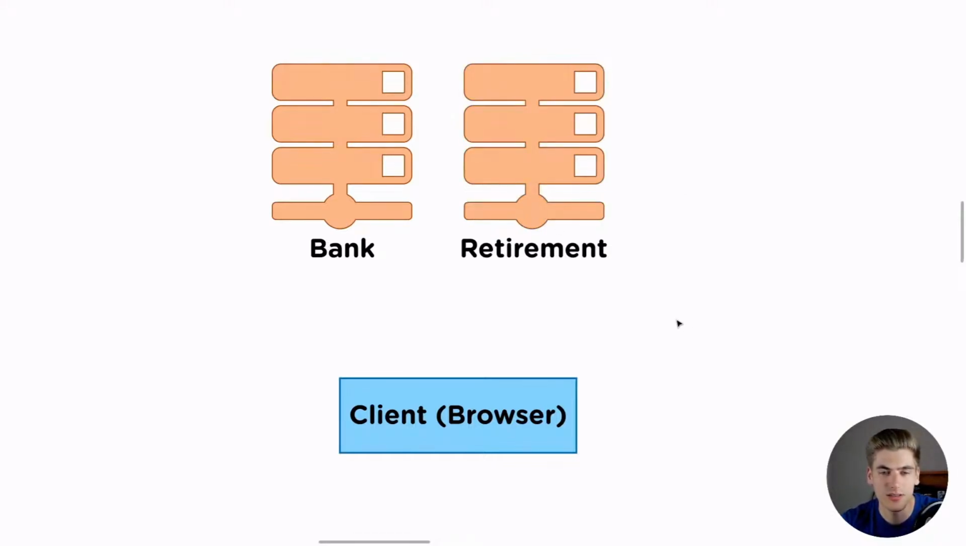So what happens is the client makes a request here to the bank. They say, okay, I want some bank information, and so on. They do all their banking stuff. And then finally, they get to the point where they actually want to access the retirement information.